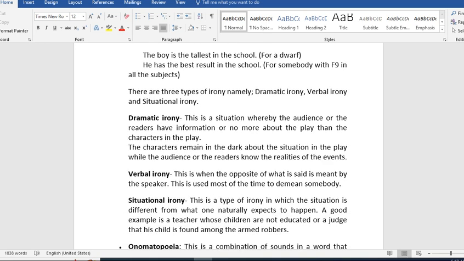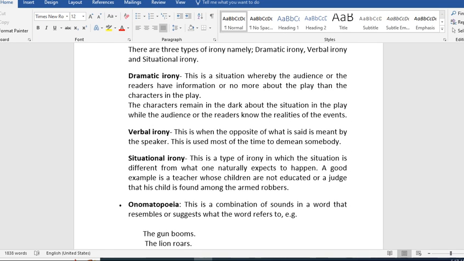There are three types of irony. We have dramatic irony, verbal irony, and situational irony. Now the dramatic irony. This is a situation whereby the audience or the readers have information or know more about the play. Let's see, mistake here. Sorry.